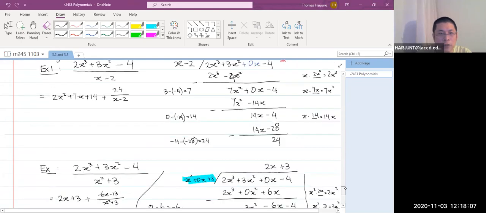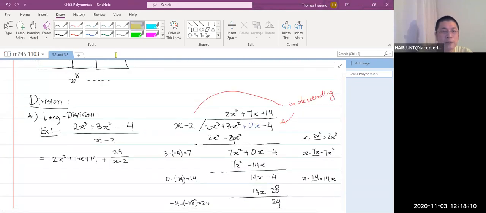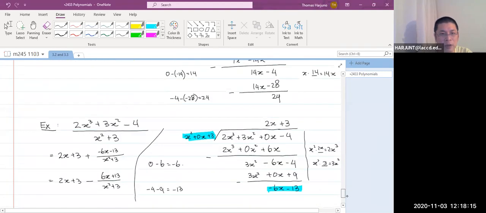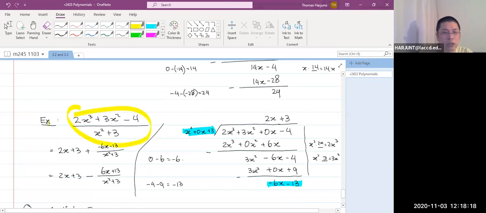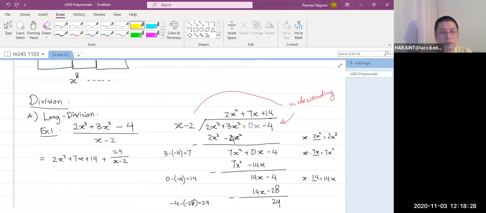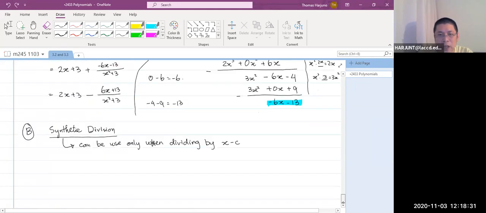Notice that long division can be used in every case. Long division can be used if the divisor is x minus, in this case, x minus 2, or if the divisor is x squared plus or minus something. But synthetic division can only be used if the denominator is x minus something. Now, example, the one we have earlier, 2x cubed plus 3x squared minus 4 over x minus 2.